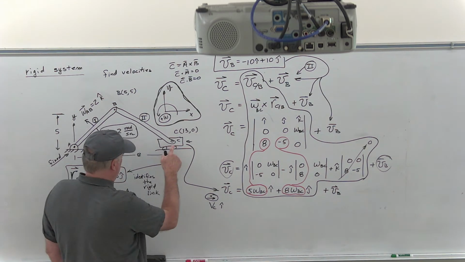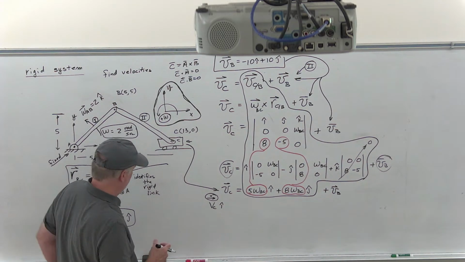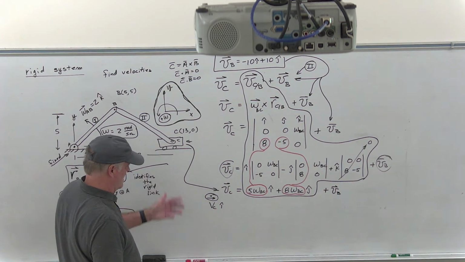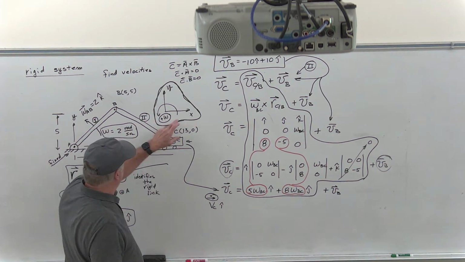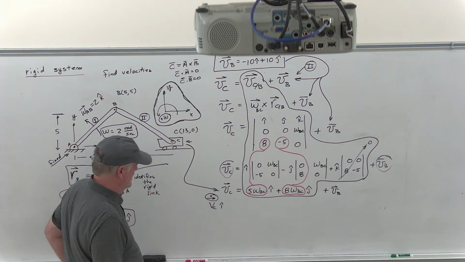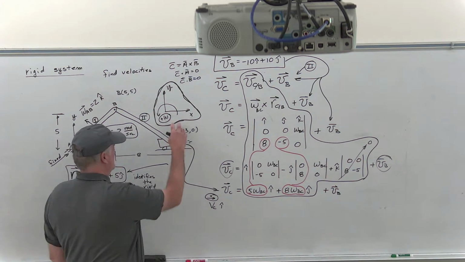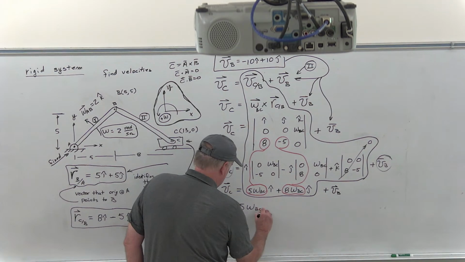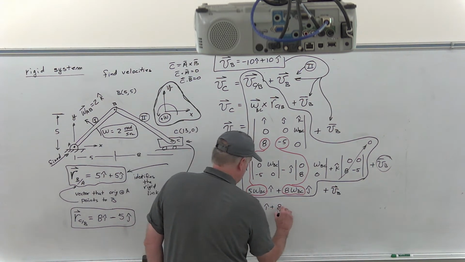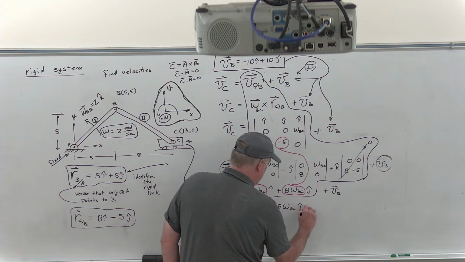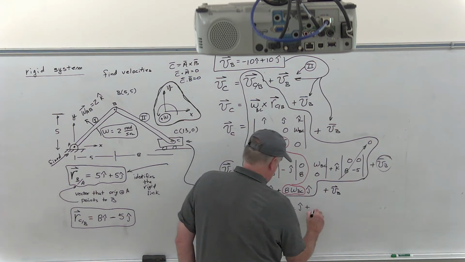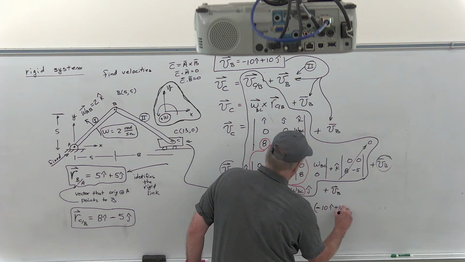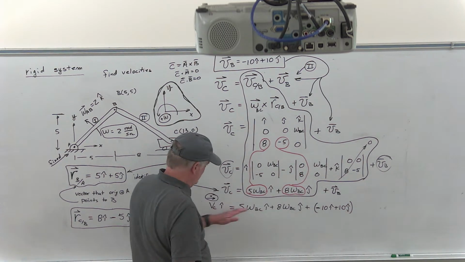I don't try to guess which way it's going to go, because if I do that and I'm working these confusing problems, I've got to remember every time I assumed it differently. This way, I always assume it that way so that as I work more and more problems, I have a standard that I follow. So then I'll put 5 omega BC I plus 8 omega BC J plus, now I'll borrow my thing, minus 10I plus 10J, and I've got an equation.